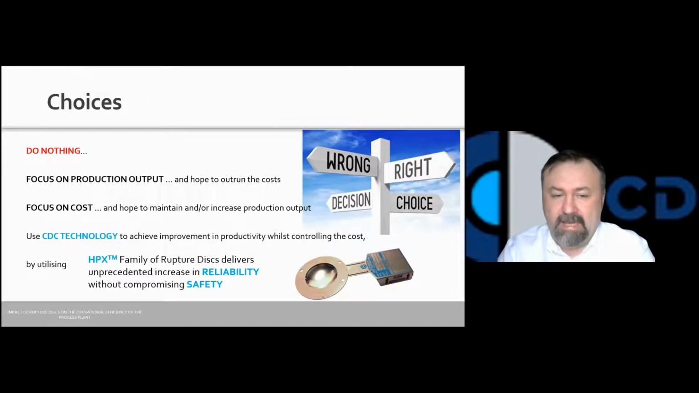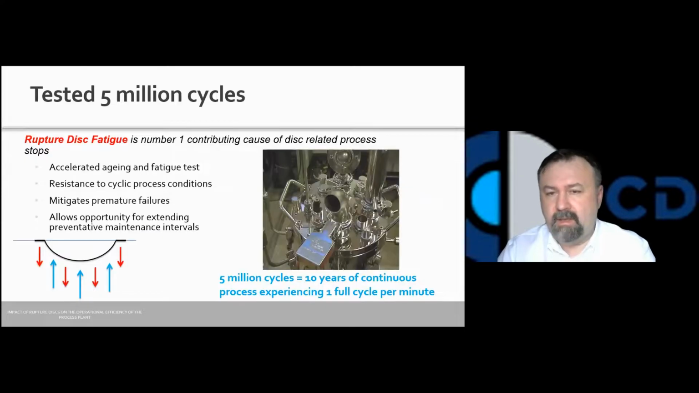So this is based on the HPX family of rupture disks. I'm not going to go through the technical aspects of it today. We can, of course, speak about it in separate sessions if you need, but more in terms of how. I'm saying yes, it can be done using technology, but which aspect of these rupture disks is almost like a proof that it can be achieved? And one of the things we like to talk about is 5 million cycles.